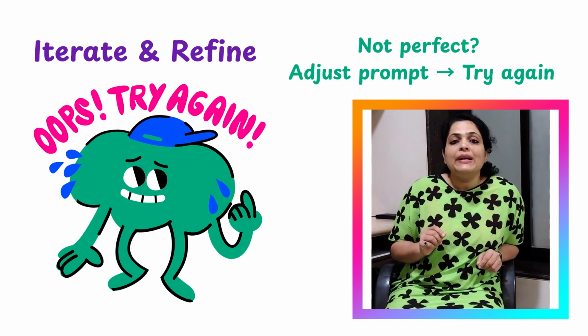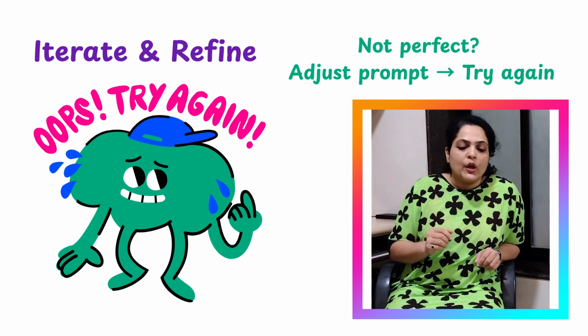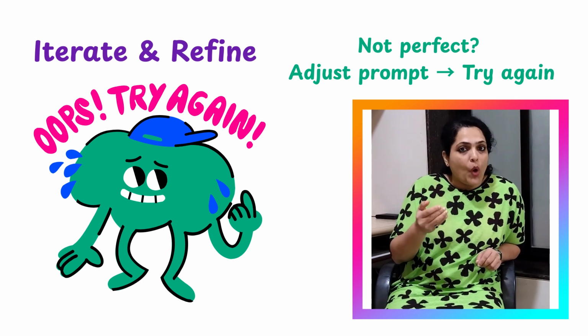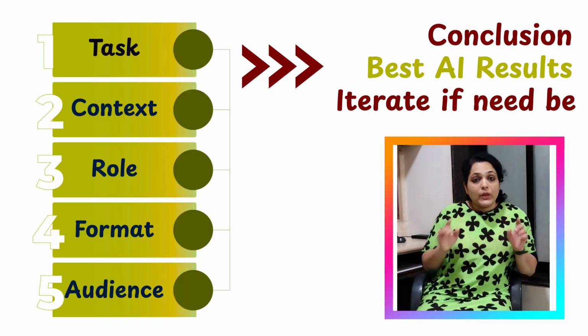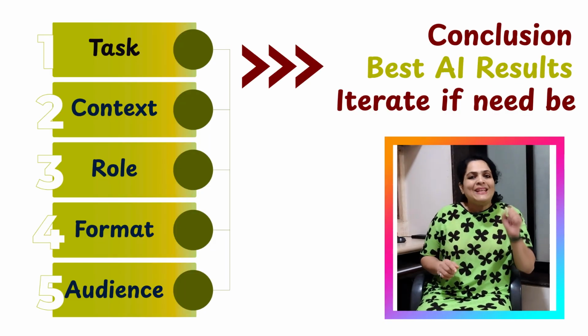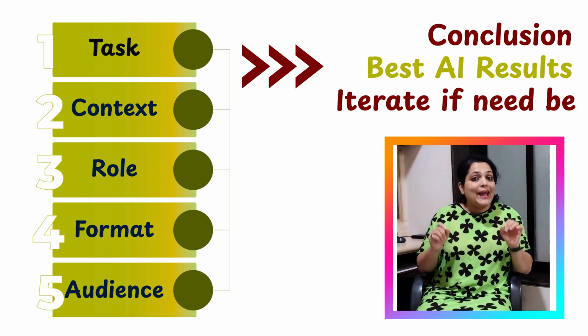The sixth component is to refine and iterate. That means you don't stop at the first attempt. You make changes to your prompt so that you get a better output and result. So the conclusion is, if you follow these 6 steps, these 6 components, you will get absolutely wonderful results from any AI tool or AI model.